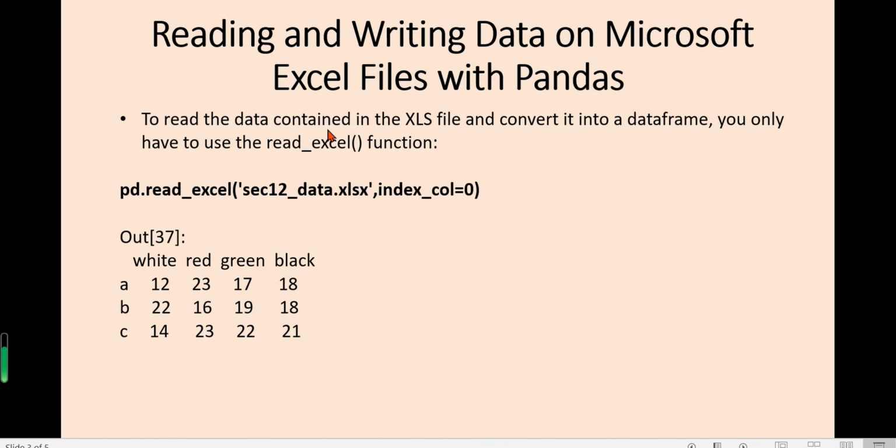To read the data contained in the Excel file and convert it to a data frame, you only have to use the read_excel function. So we can write pd.read_excel, this file name, and we have to add index_col=0. So the first column will be converted into the index of the data frame. This is the resulting data frame, and the first row of the Excel file will be converted into the column variables in the data frame.